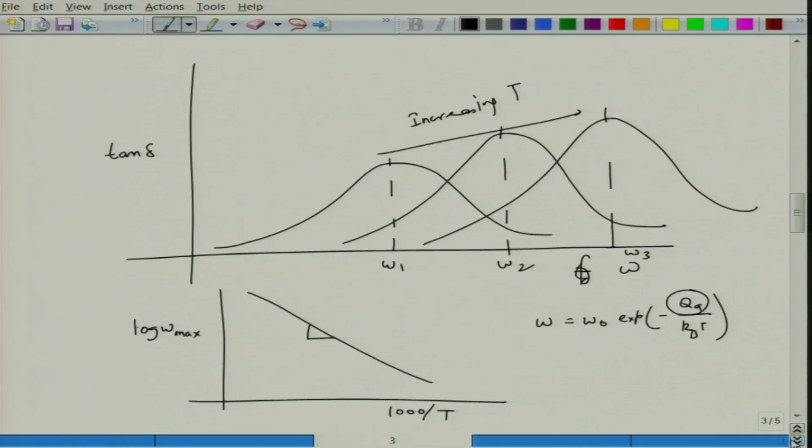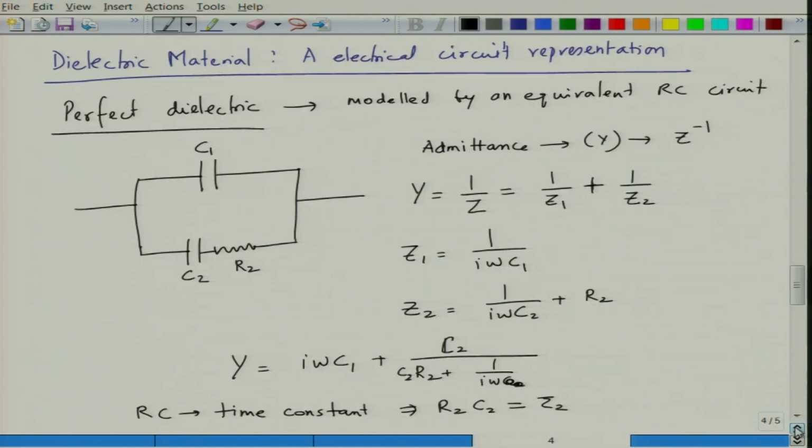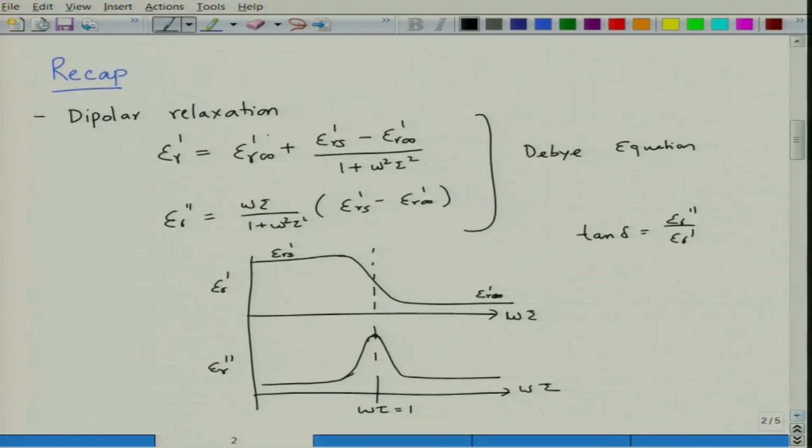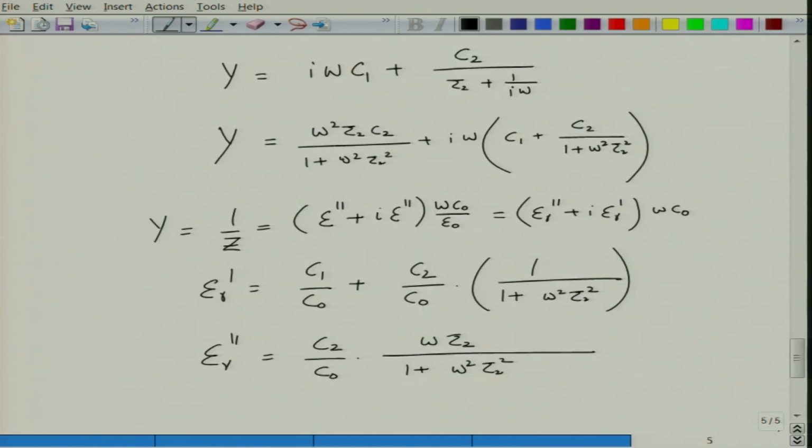So if you remember this equation and compare it with this one, C1 by C naught is nothing but epsilon r infinity prime, and C2 is the difference between the two, epsilon r s prime minus epsilon r infinity prime. So that is what this equation is.